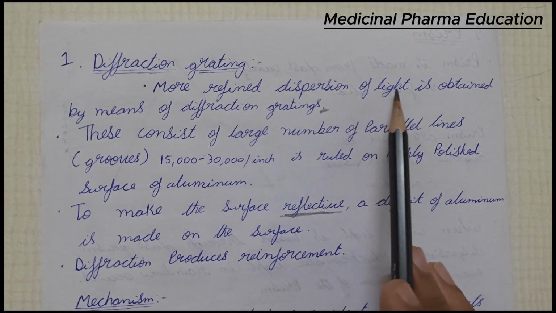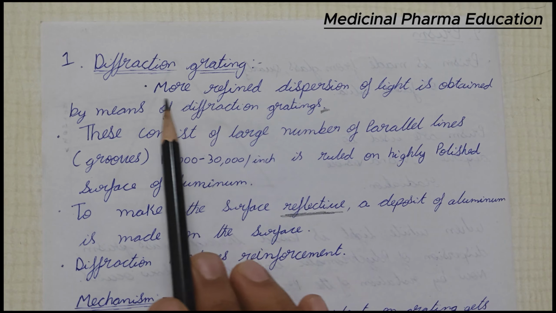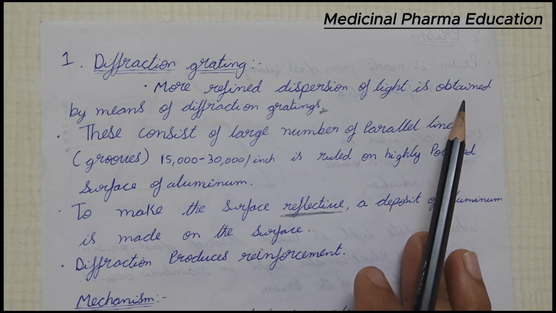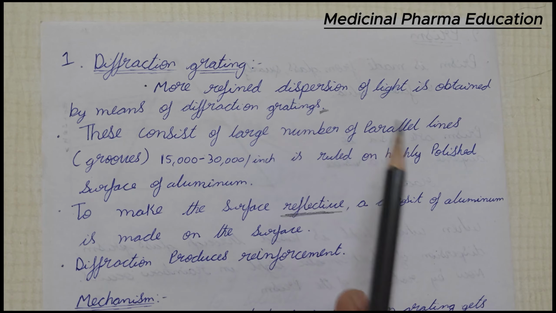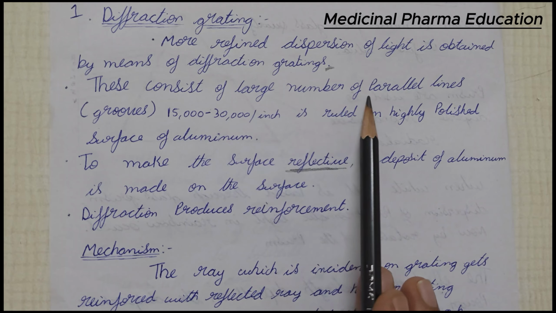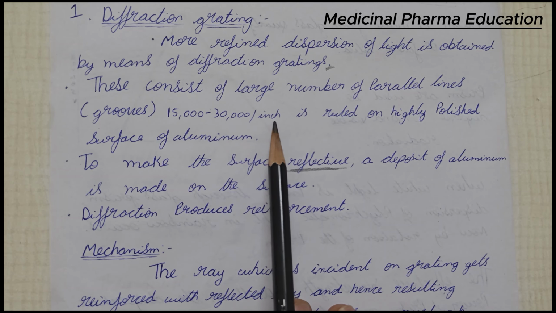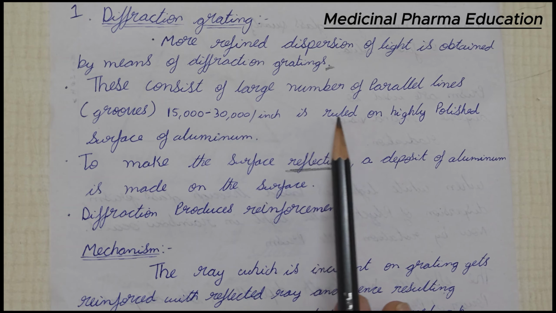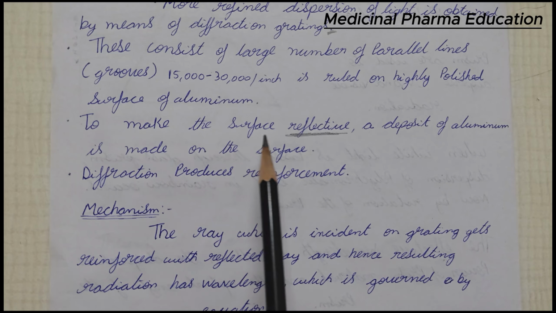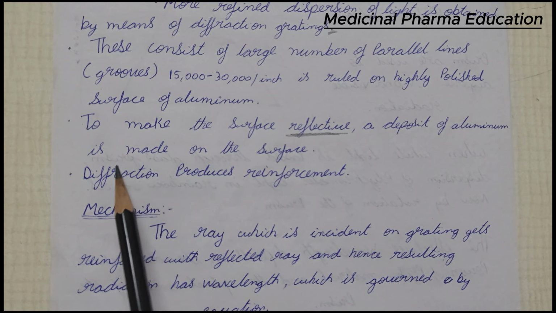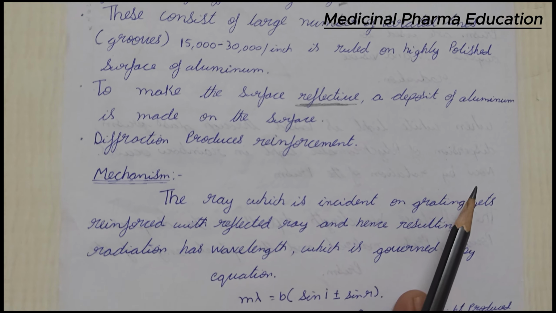More refined dispersion of light is obtained by means of a diffraction grating. It consists of a large number of parallel lines, 15,000 to 30,000 per inch, ruled on a highly polished surface of aluminium. To make the surface reflective, a deposit of aluminium is made on the surface. Diffraction produces reinforcement.